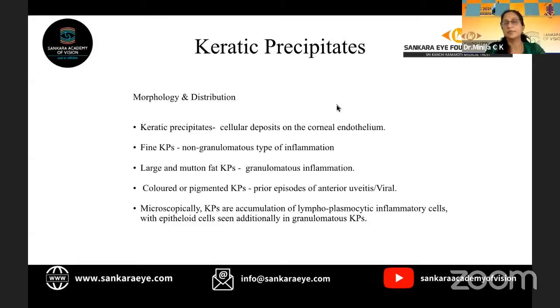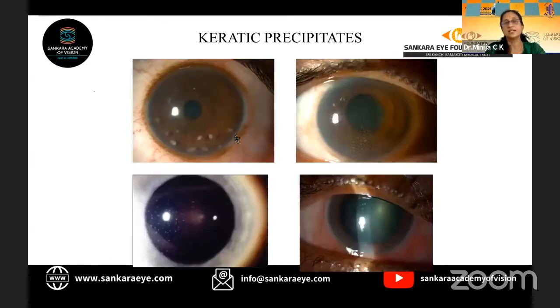For the keratic precipitates, you mainly depend on the clinical appearance, the morphology and distribution. These are inflammatory cellular deposits on the corneal endothelium. You have a variety of keratic precipitates: fine keratic precipitates, larger mutton fat KPs, or colored or pigmented ones. These are actually accumulations of lymphoplasmacytic inflammatory cells with epithelioid cells. The various keratic precipitates with different clinical appearance and morphology give a clue to the diagnosis of the condition, and you don't have to do an extensive workup for this case of anterior uveitis.